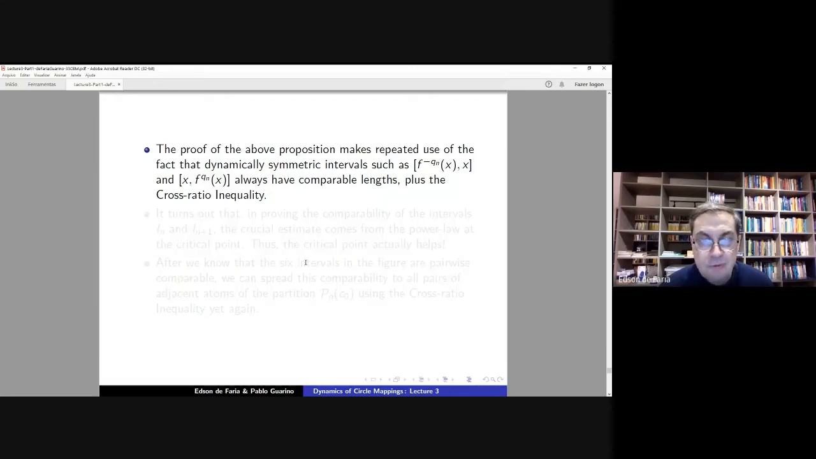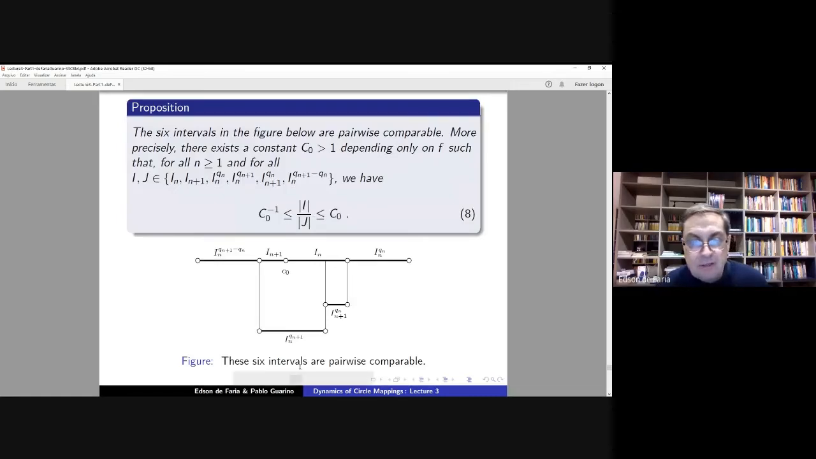So just to give you a flavor, when you look at this figure, and you look at the 4 intervals at the top, take 3 of them which are consecutive. Say you take the last 3 intervals. So you take I sub n plus 1, I sub n, and I sub n, qn. These 3 intervals actually determine a cross ratio, the cross ratio of the interval I sub n in the middle.